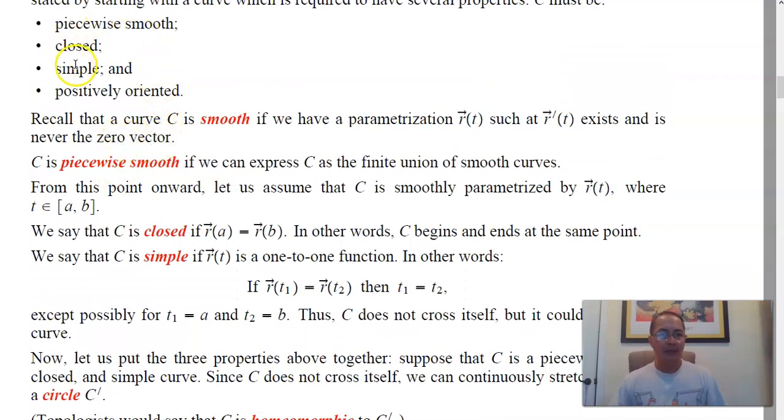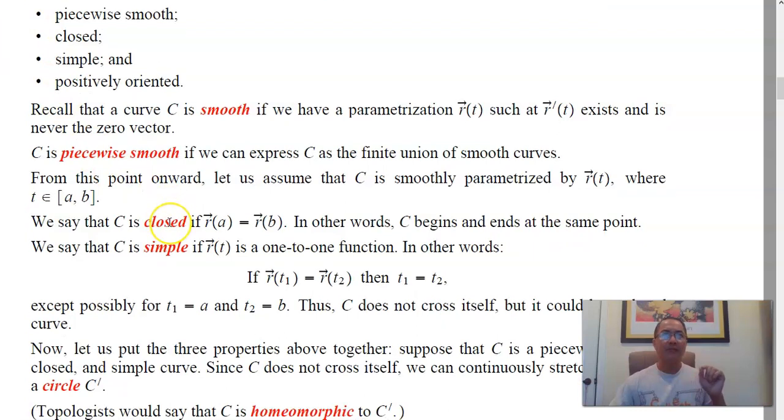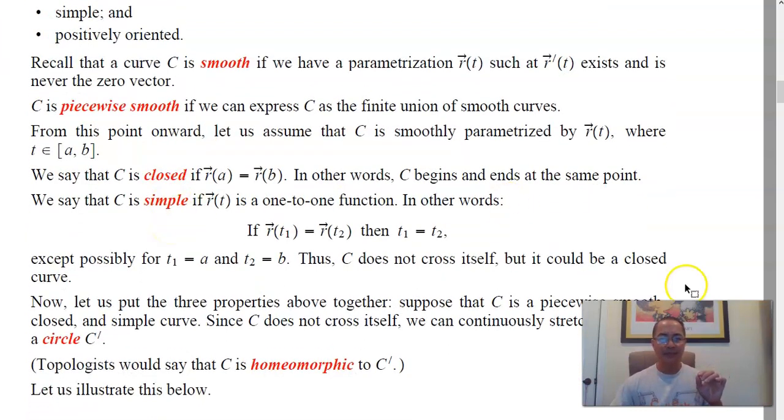So what does it mean? Well, if we put the first three conditions together, piecewise smooth, closed, you start and end at the same point, and you don't cross over a point that you already went to, so you can't do that. But you have to start and end where you finish. So you can do this, and then back where you started, or you can do this, and then back where you started. So what does positively oriented mean?